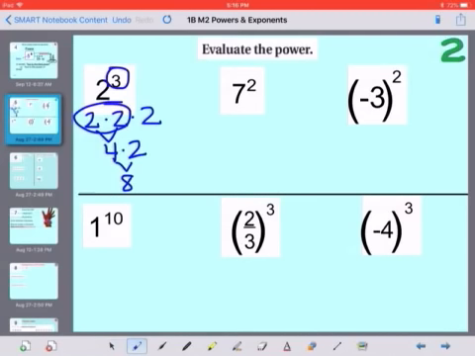In the middle, we have 7 to the power of 2. So we have this big number 7 2 times. So we have 7 times 7. Well, 7 times 7 is 49.